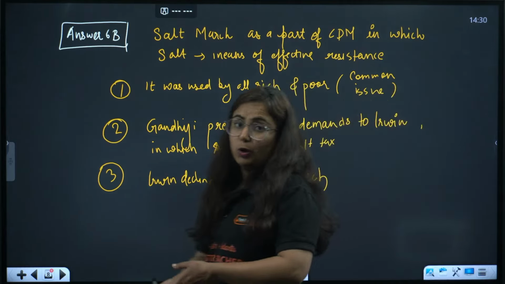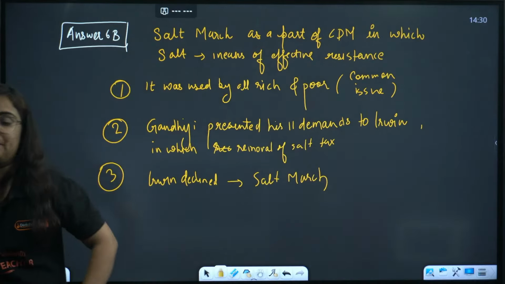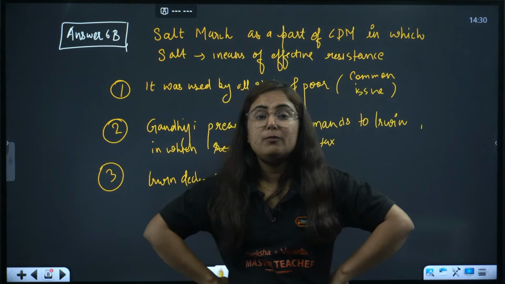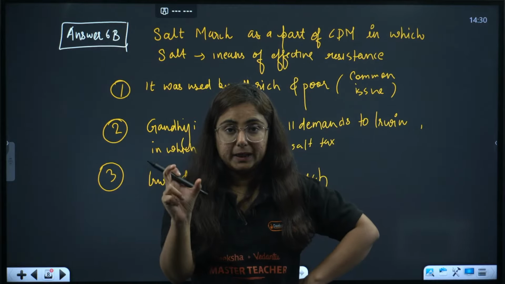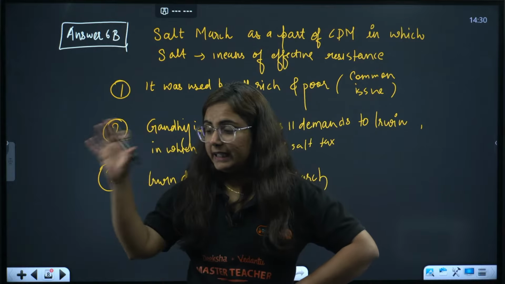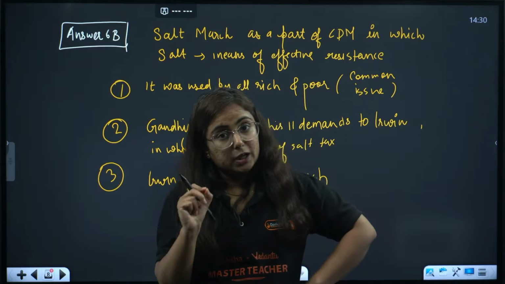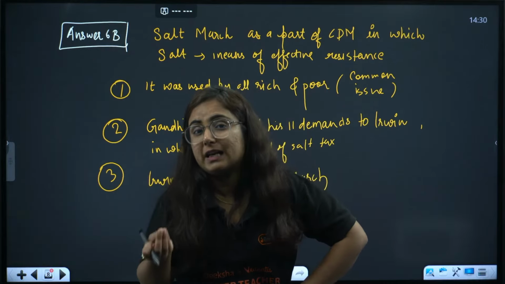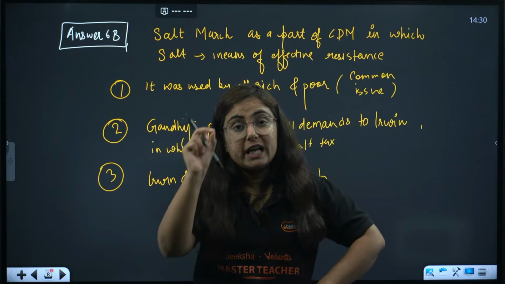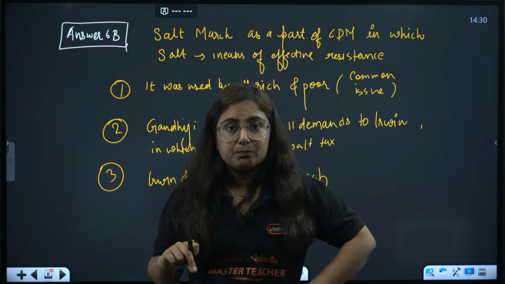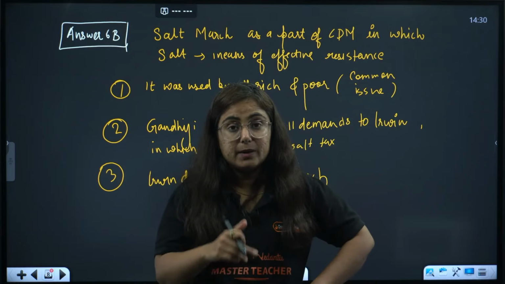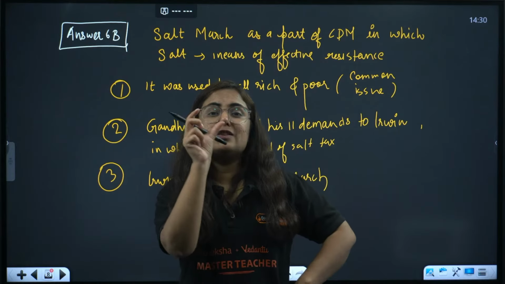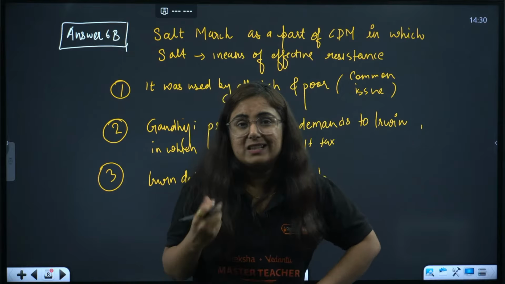So basically, yes, salt was consumed by everyone. Question is, what was the problem? The problem was that salt, a medium consumed by everyone in society, whether rich or poor. But who is making salt? Britishers are making salt, but Indians are consuming it. They had the only monopoly to make salt. Other than that, they were even applying an inhuman tax on salt, which was quite unfair. That is the reason salt was chosen as a means of effective resistance.